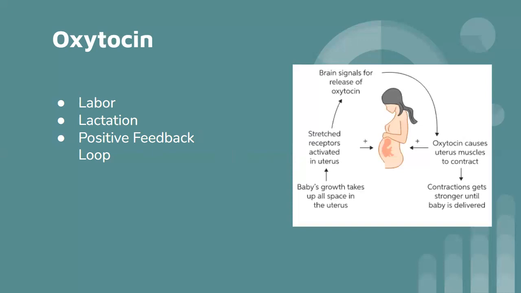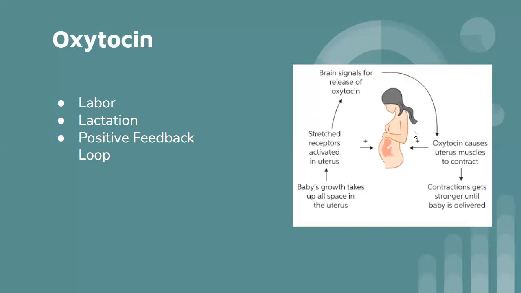Whenever the baby's born, it's going to suckle on the breast. Whenever it suckles, that's going to cause a signal to be sent once again to the hypothalamus, which is going to send a signal to the posterior pituitary through the magnocellular neurons, which is going to send oxytocin down to the breast. They're going to stimulate milk production by causing the myoepithelial cells to contract, releasing milk.